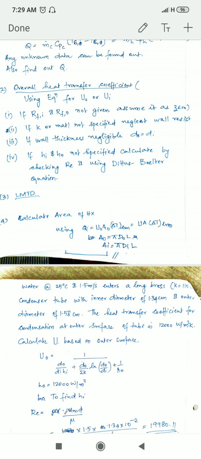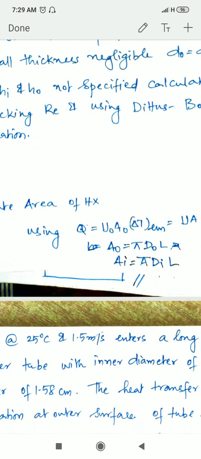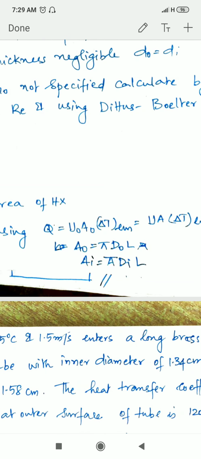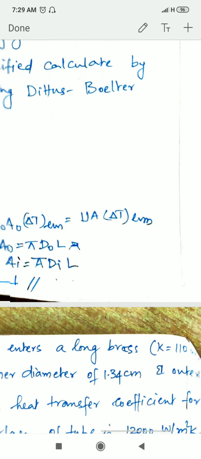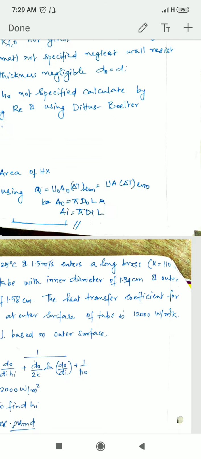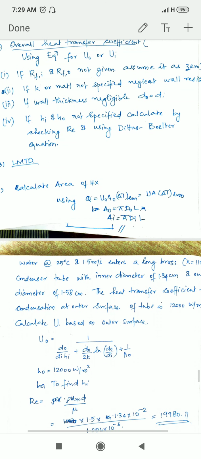Now calculate the area of the heat exchanger. Q equal to UOAO delta TLM or UIAI delta TLM. If outside area and inside area are specifically asked, then you can use that, or it is simply UA into delta TLM. Okay, and you find out the area. Hope that is clear.